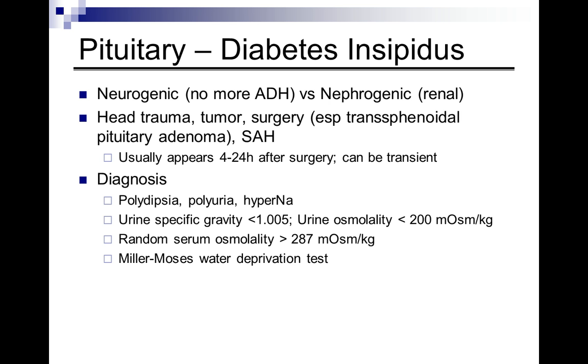The classic test is a Miller-Moses water deprivation test, where under very carefully monitored settings, the patients are fluid restricted despite their polyuria and polydipsia, and urine and blood osmolarity can be measured.